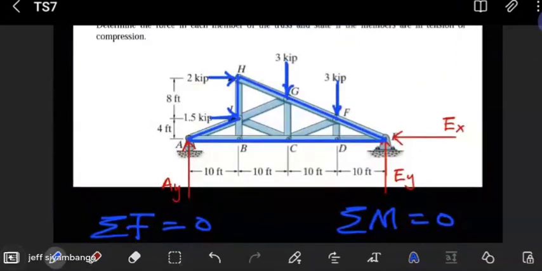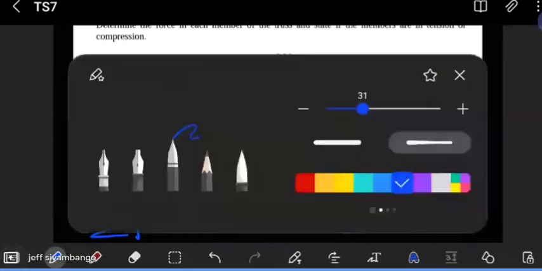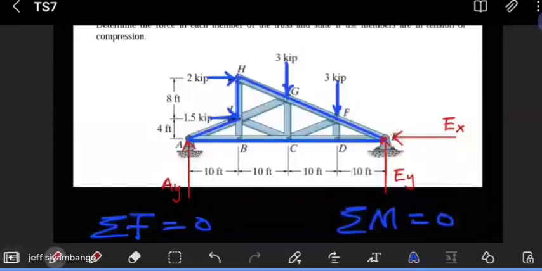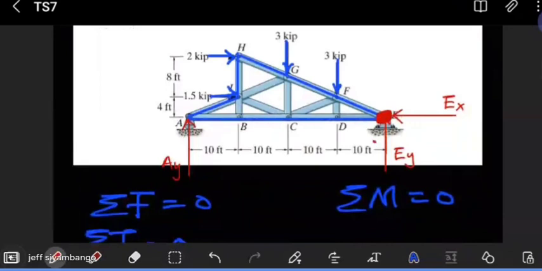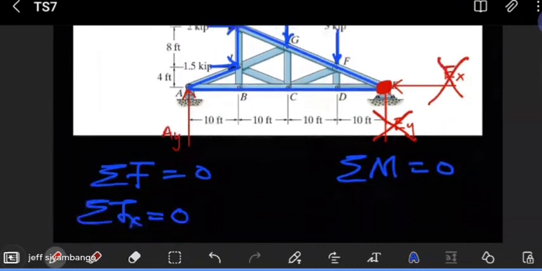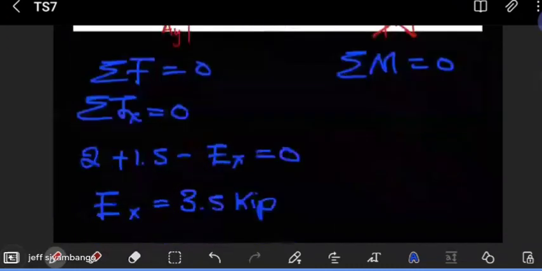Moments. So we can take moments about a point. Which point is going to be suitable here? Yeah, we're going to evaluate moments at point E. Point A can work as well, but we can use point E here. If we take moments about E, then EY and EX will not cause a moment. So only AY and the other blue forces will be causing moments about E. So now we're summing moments about E.